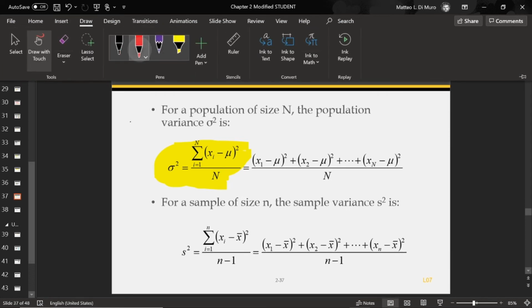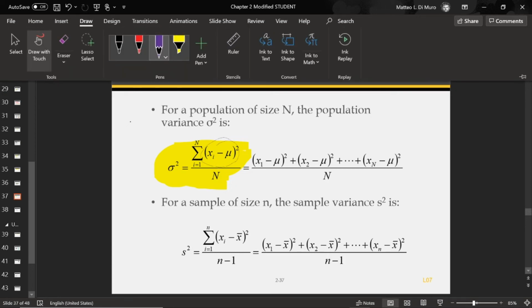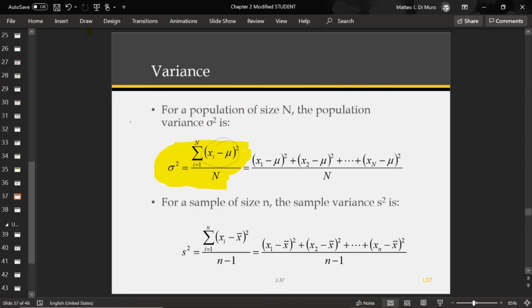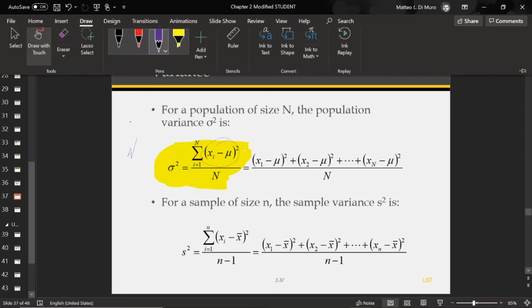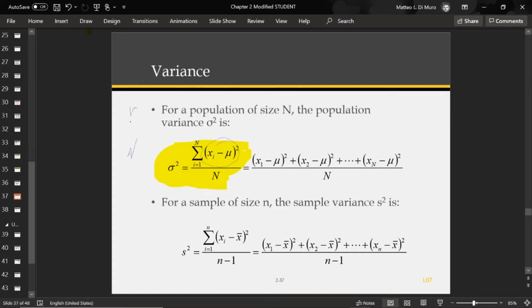I'll use maybe red. Well, let's use purple. You're doing... Ooh, that's very thin. Sorry. A little bit better. Still very thin. I actually set it to that without really checking.